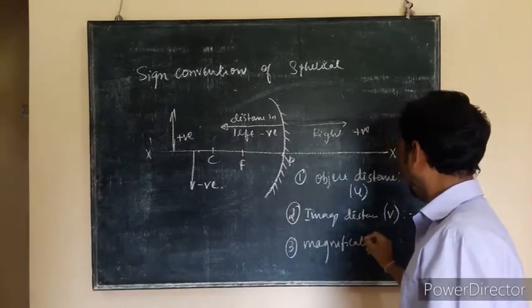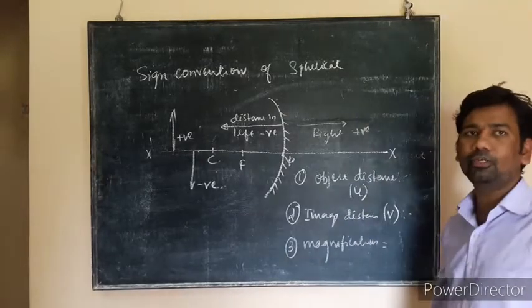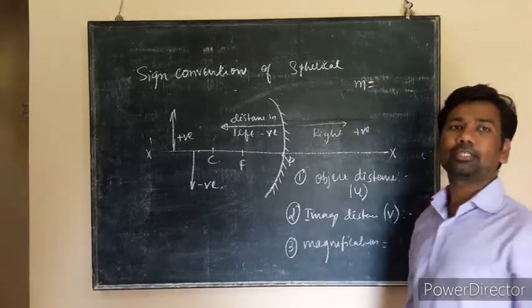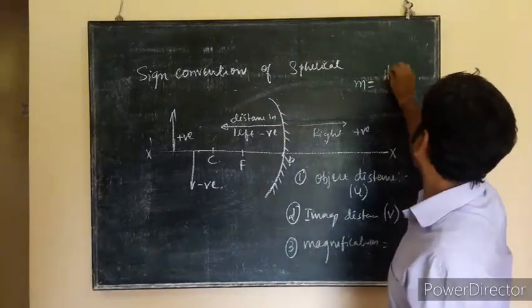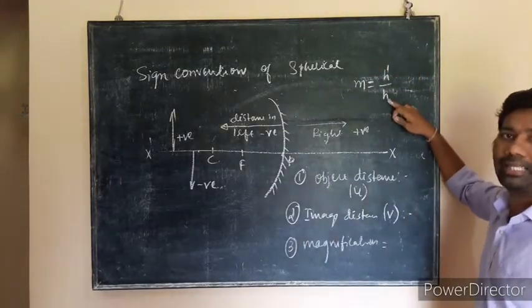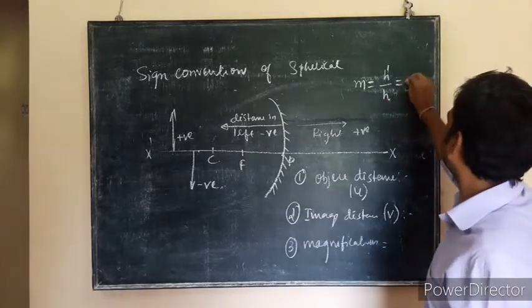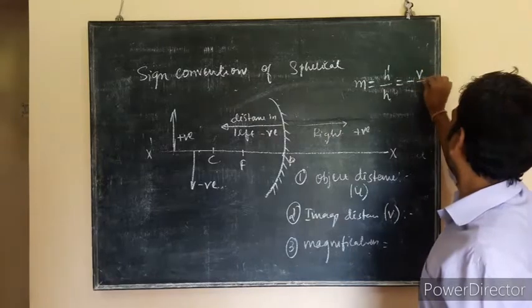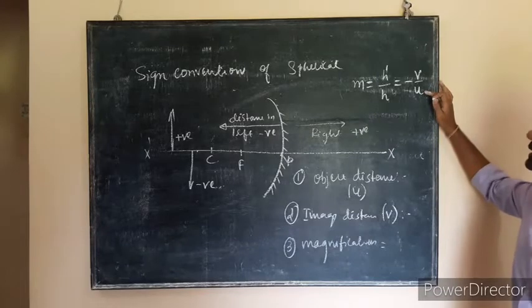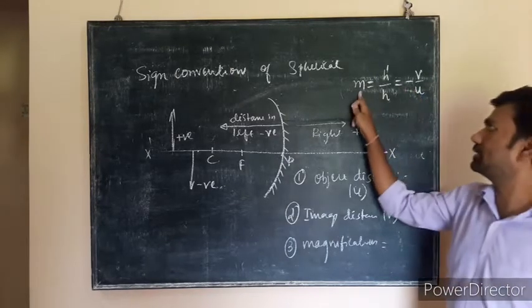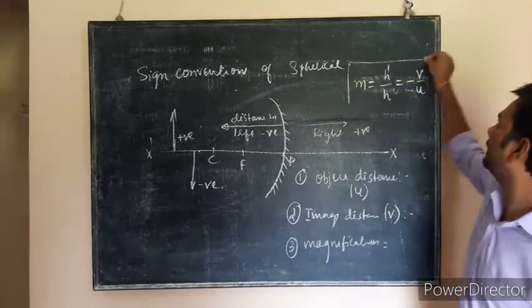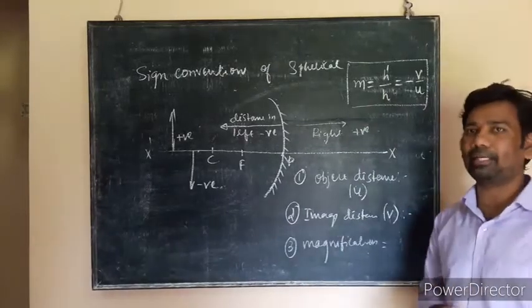Next, third one, magnification. This is very important. Magnification is the ratio of the height of an image to the height of an object. So h' is the height of the image, and h is the height of the object. Or you can relate it like this also: minus v divided by u, that is the image distance to the object distance with a negative sign. This is the relation you have to consider for finding the magnification.